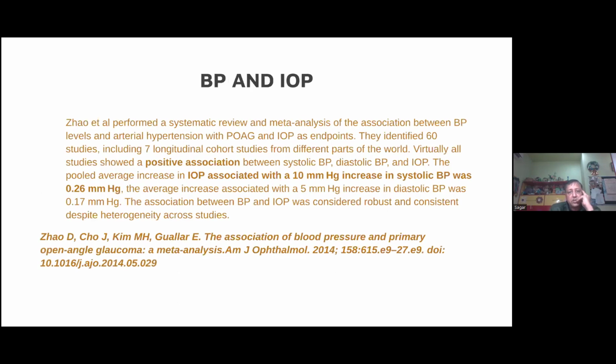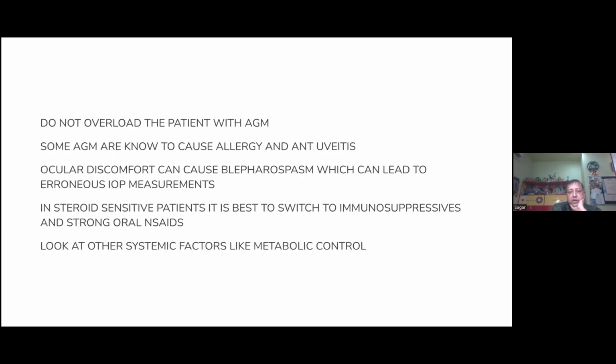And so a word on BP and intraocular pressures. In a meta-analysis, they did find a positive association between systolic BP, diastolic BP, and intraocular pressure. So it's very important to look at the systemic features also, like don't forget to take the blood pressure and other things. So the moral of the story here is not to overload the patient with anti-glaucoma medication. They can cause allergy and uveitis, and a severe blepharospasm can lead to erroneous intraocular pressure measurements. In a steroid-sensitive patient, it's best to switch to immunosuppressives and strong oral NSAIDs and look at the systemic factors like metabolic control.